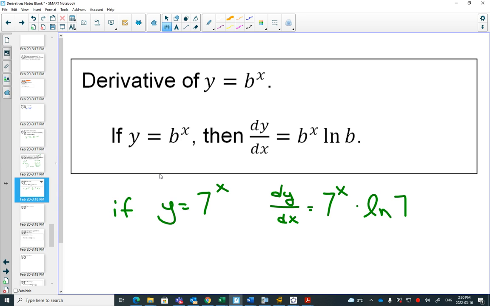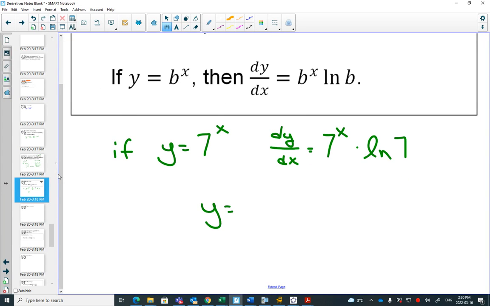And we're going to see why that is. The reason that this is related to e to the x. So, y is equal to 7 to the x. Okay? Did you know that e to the natural log of 7 is equal to 7?